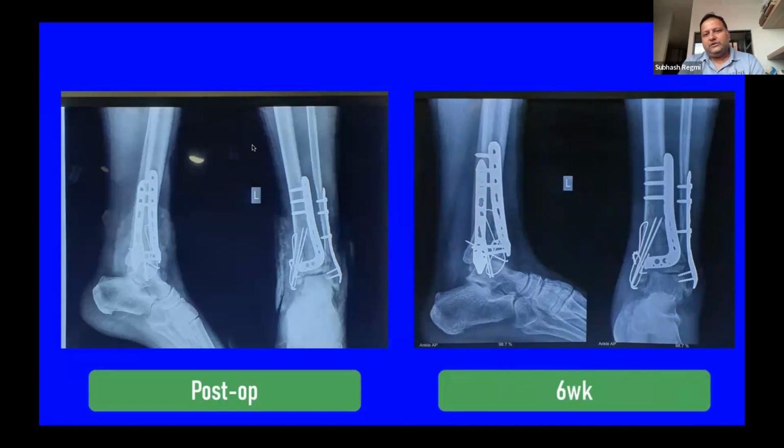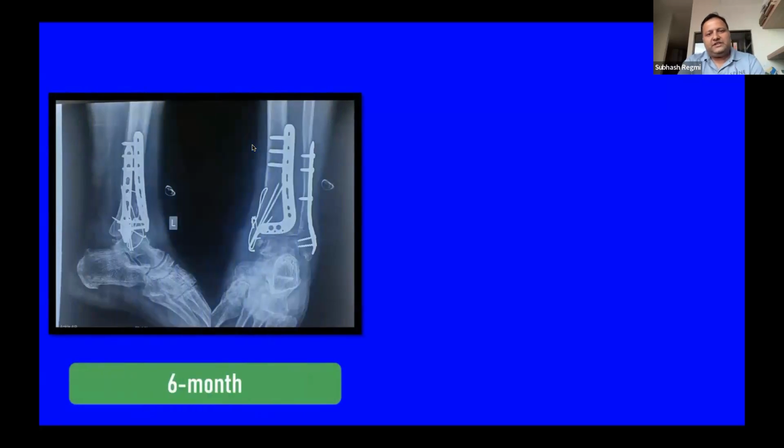We saw no implant loosening or any sign of loss of reduction or collapse of the articular element. However, we observed progressive collapse of the subchondral bone in the subsequent follow-up at 6 months. The patient was walking without any discomfort at that period of time.